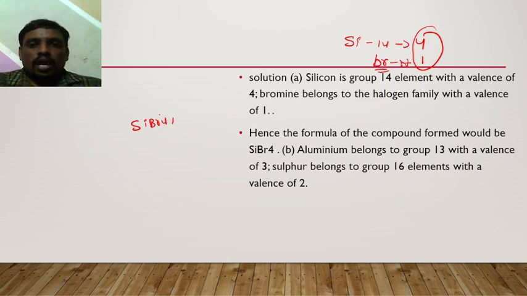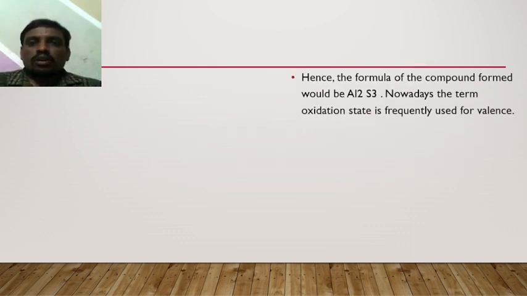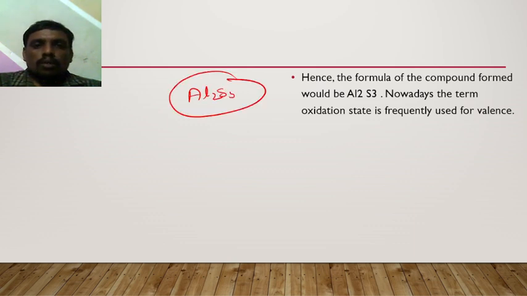And aluminum: aluminum belongs to group 13 with a valency of 3, and sulfur belongs to group 16 with a valency of 2. So what we can say finally is that the formula for this is Al2S3, which is a compound.